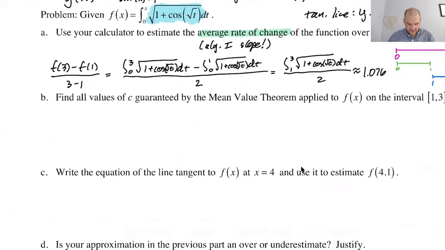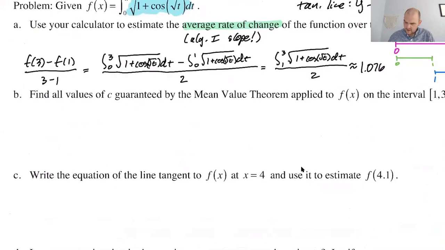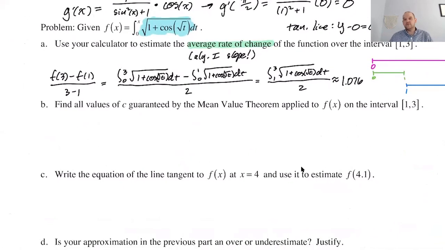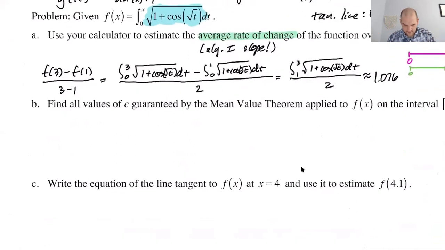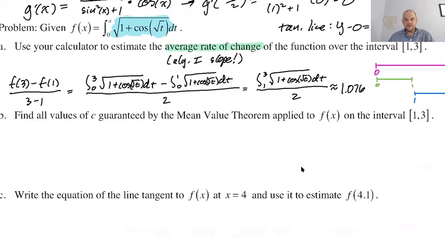All right, find all values of c guaranteed by the mean value theorem applied to f of x on the interval from 1 to 3. What do we need to be true to use the mean value theorem? So you always have to go through this process. I need the function to be continuous on the closed interval from 1 to 3, because 1 to 3 is our interval. Continuous on the closed interval, differentiable on the open interval. Since it says find the values, it doesn't say whether it applies, we pretty much know that it applies.